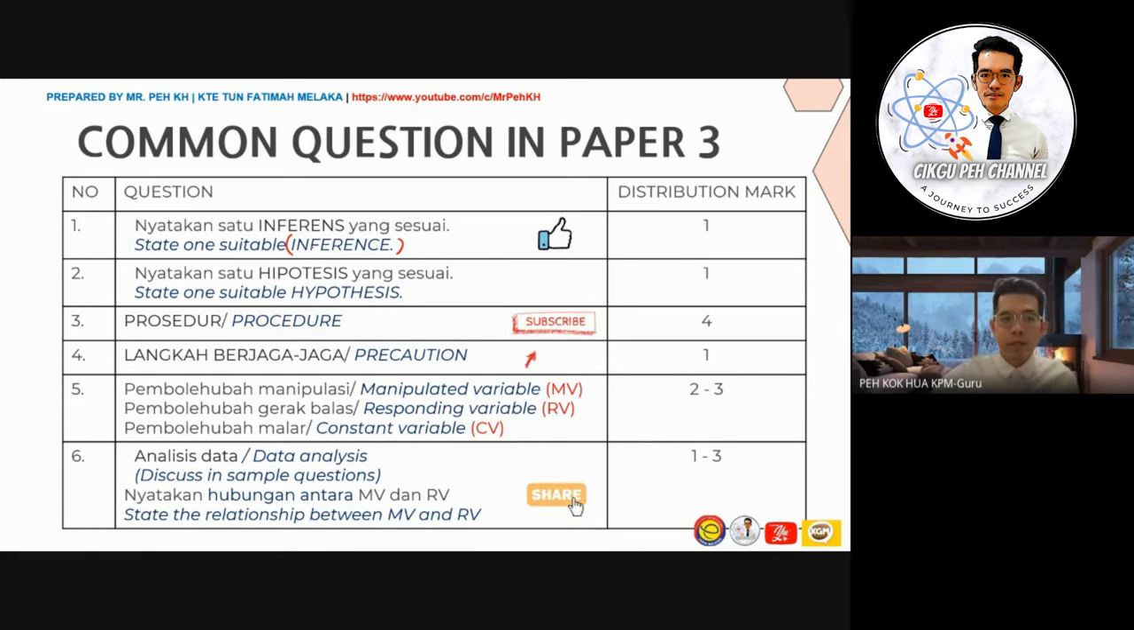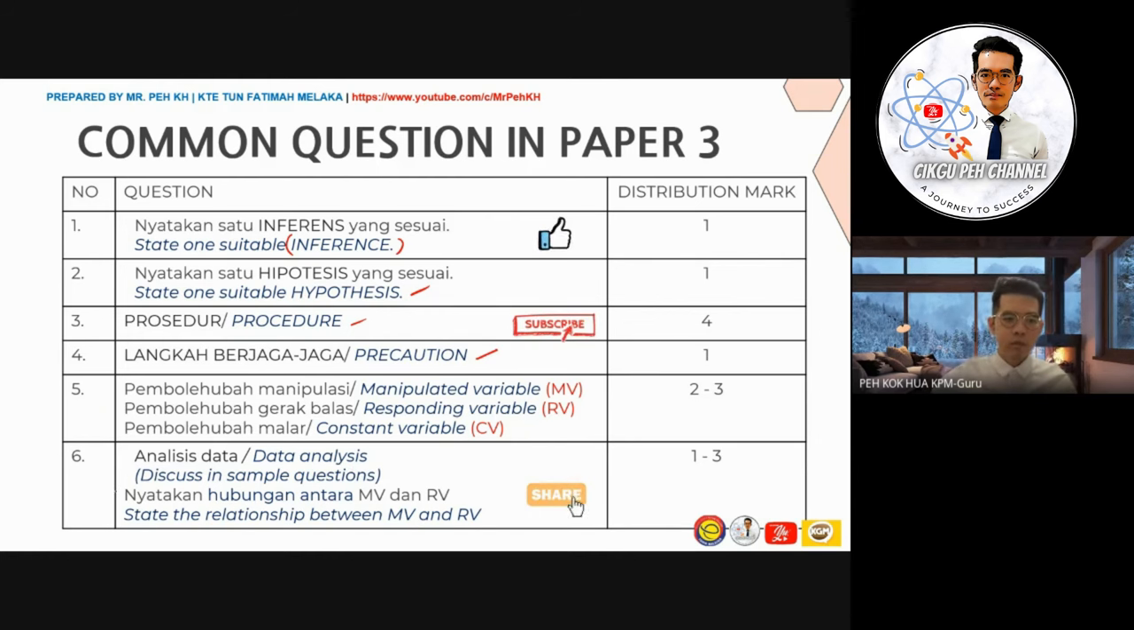The question may ask you to state one suitable inference, hypothesis, procedure. Okay, for procedure, that means this sort of question will be considered as Amali tidak berpandu. So the question does not give you the procedure. Then you have to plan the procedure for the experiment. And number four is the precaution. Number five is the variable. So here will be MV, RV, and CV.